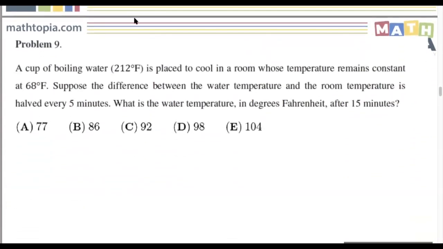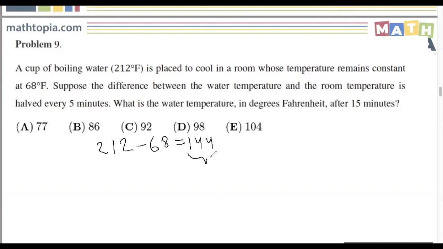All right, number 9. A cup of boiling water is placed to cool in a room whose temperature remains constant at 68. Suppose the difference between the water temperature and the room temperature is halved every 5 minutes. Okay, so let's take the difference, 212 minus 68. It's going to give us 144.